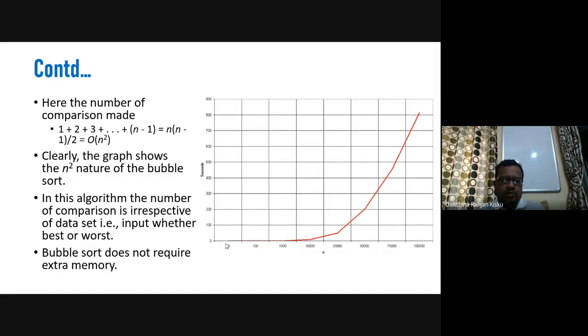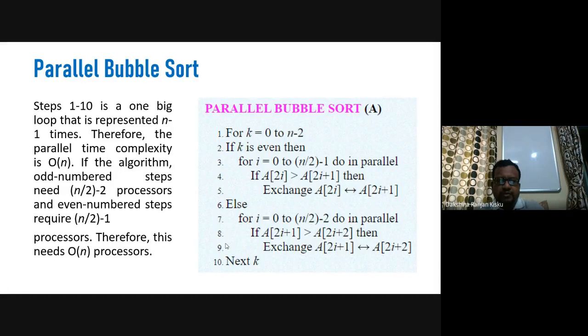Okay, so this bubble sort does not require extra memory, and that is why bubble sort is called a stable algorithm or in-place algorithm. Now, in the case of sequential bubble sort, we have seen that we need order of n squared time complexity, or the number of comparison operations will be order of n squared.